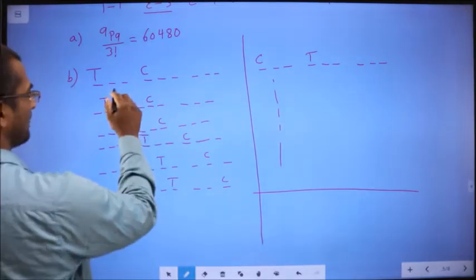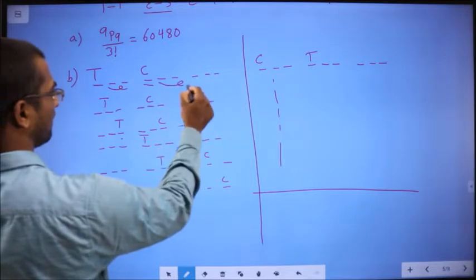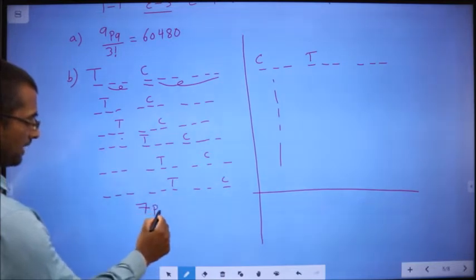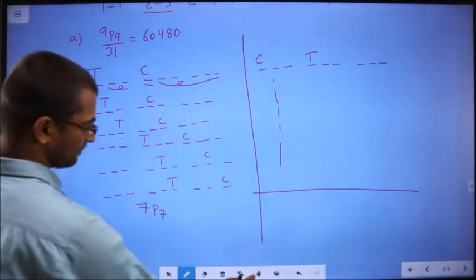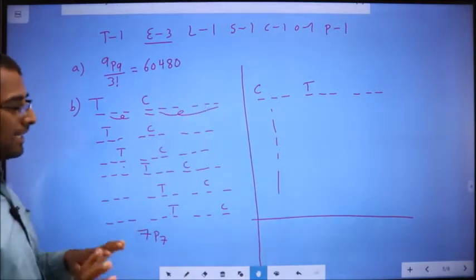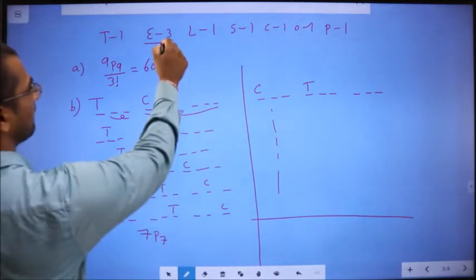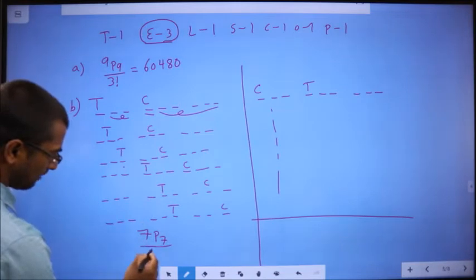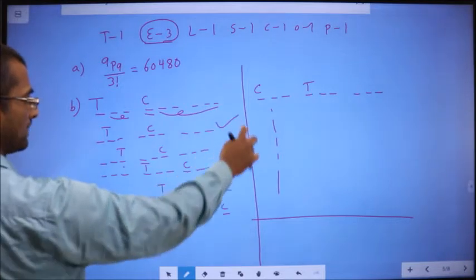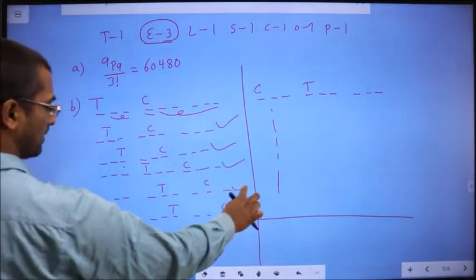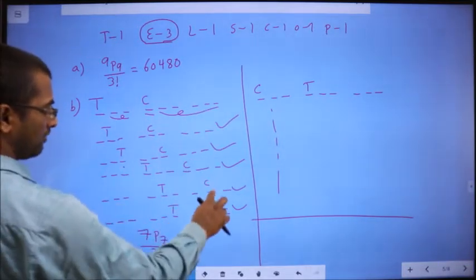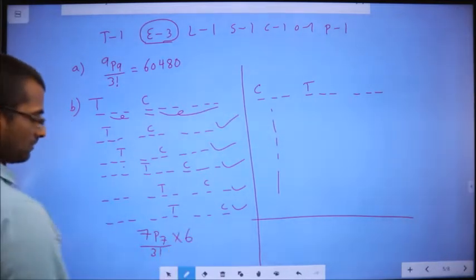Now when these two are fixed, I am left with 7 blanks to be filled with 7 letters. That can be filled in 7P7 ways. Only condition is in these 7 the 3 E's are identical, so I need to divide it with 3 factorial. For this also I get the same 7P7 by 3 factorial. This also same, this also same. Instead of adding each, what I do is 1, 2, 3, 4, 5, 6, into 6.